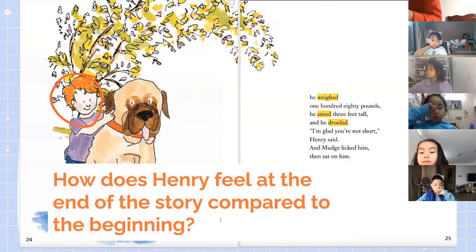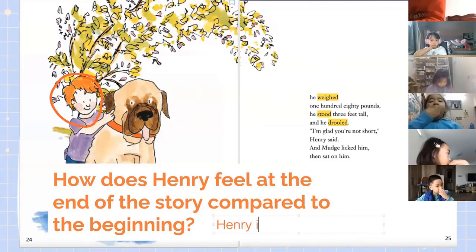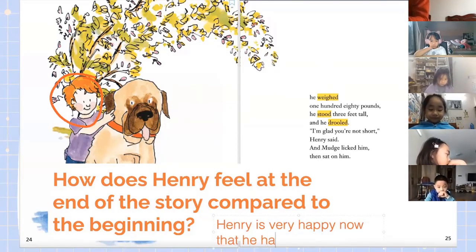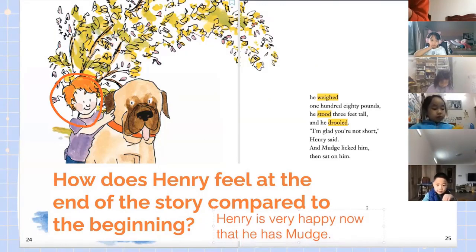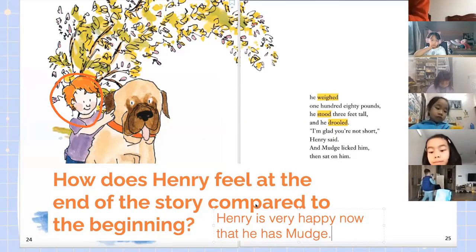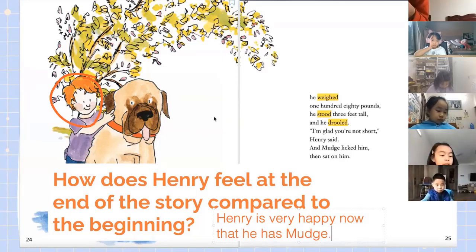Is he happy? He's happy. Yeah, Henry is very happy now that he has Mudge. In the beginning of the story, when he didn't have a dog, he was very sad and lonely because he didn't have any friends, he didn't have any brothers, and he didn't have any pets. So at the end of the story, you can see that Henry's very happy. He's smiling. He might not want Mudge to sit on him because Mudge is so heavy, but he is happy. He's happy to have a friend in Mudge. He's happy to have a good dog like Mudge.